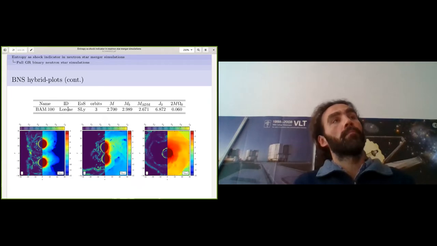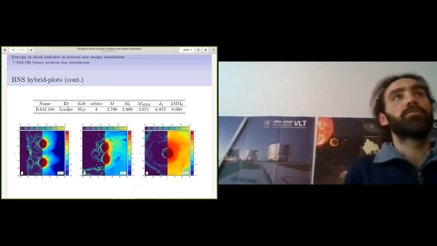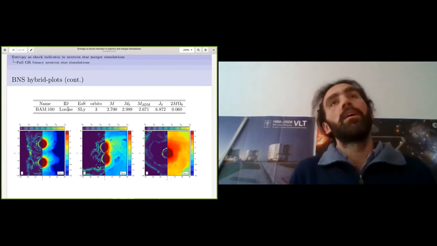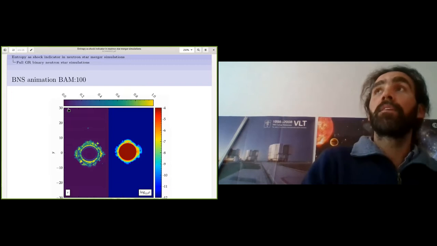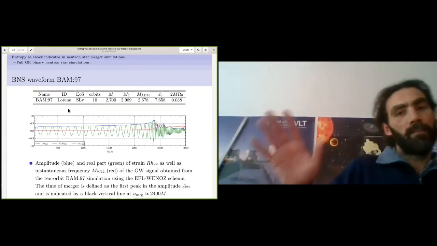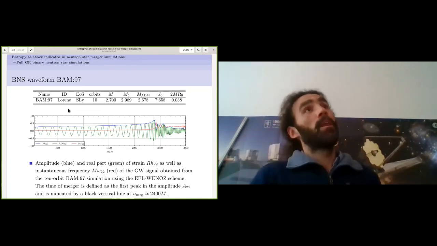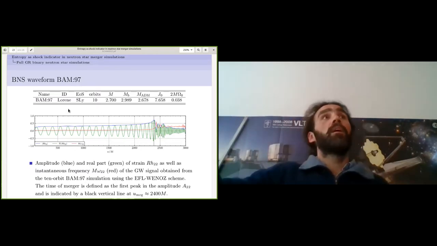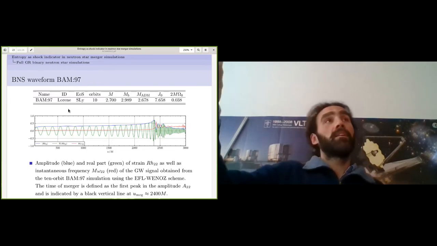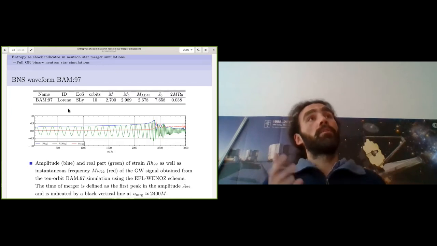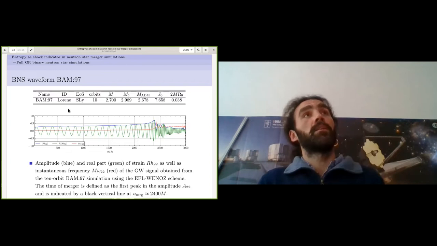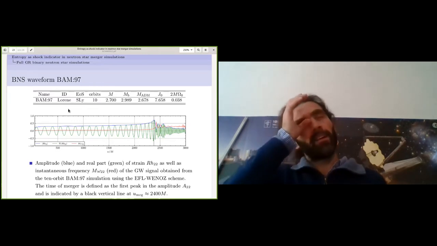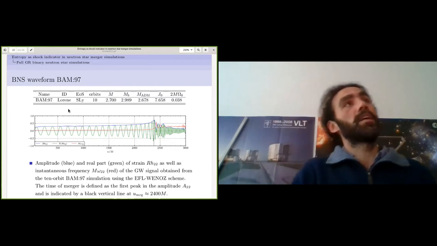Have you compared it with the... This is not my work. There are other people in the group doing that. So this BAM 97, if you see the paper, at the end of the paper we have this faithfulness chapter, which is discussing exactly that. This waveform, the BAM 97, is quite accurate, and we could use that for producing waveforms and for gravitational wave analysis. There are people working on that, this specific group in Jena. And I assume during the year we'll put out another paper discussing especially this.